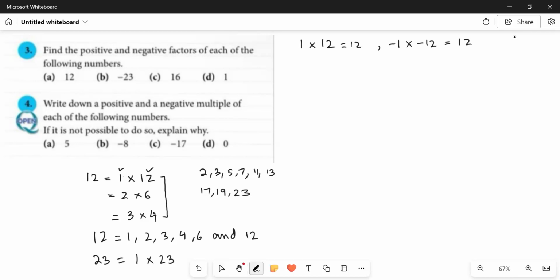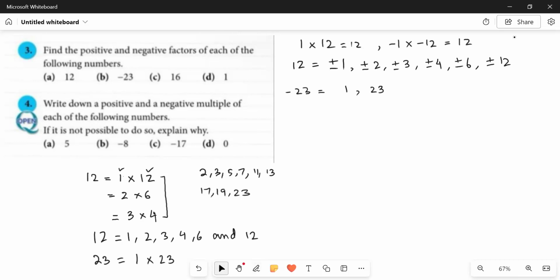So I can say that the positive and negative factors of 12 would be plus minus 1, plus minus 2, plus minus 3, plus minus 4, plus minus 6, and plus minus 12. We will write down all the factors of 12 with both the signs, positive and negative. Okay, students? Next number is 23. For 23, we have only 1 and 23 as the factors.